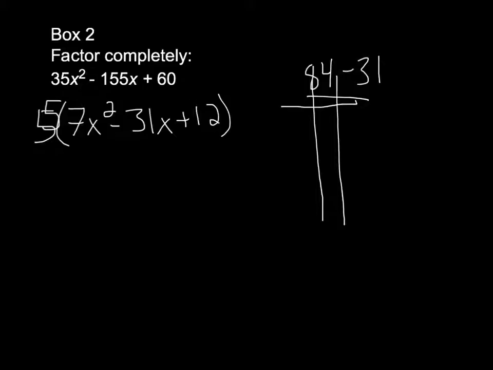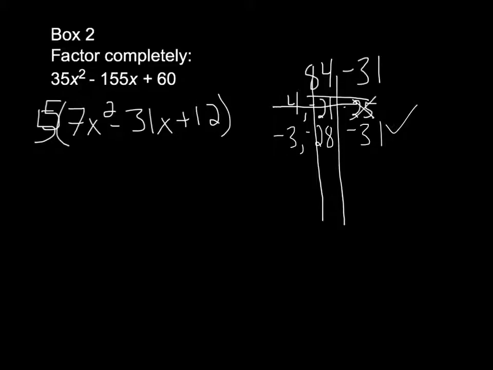First we'll try, I know, negative 4 and negative 21. That will multiply to give me 84, but unfortunately that adds up to negative 25, so that's not going to work. I also know negative 3 times negative 28 is also 84, and those add up to negative 31. So we have what we need here.